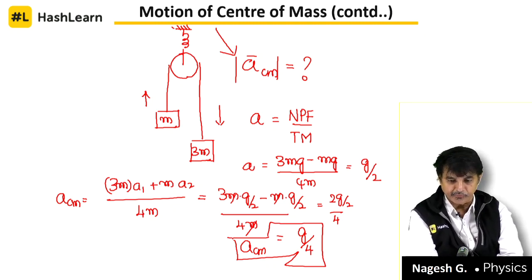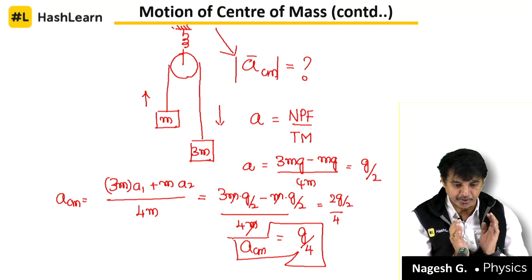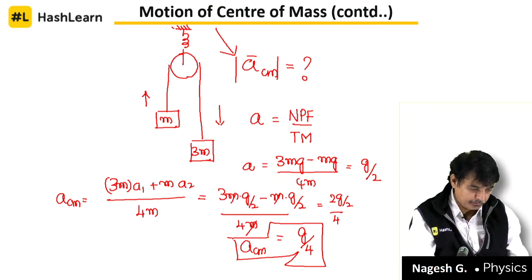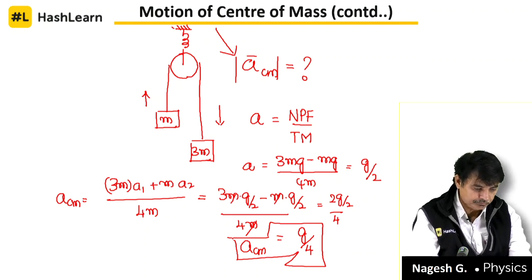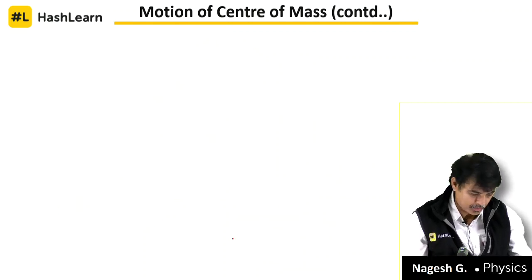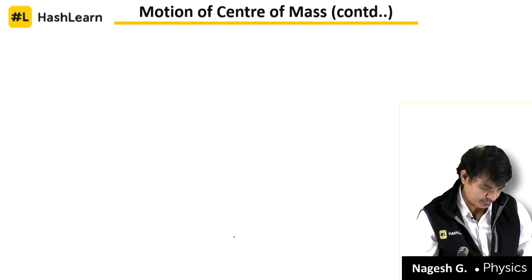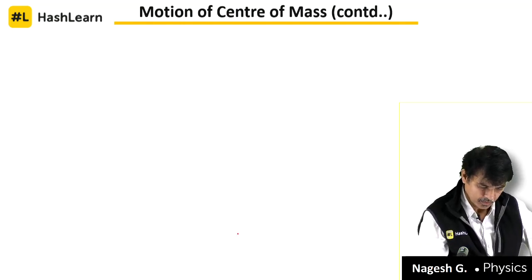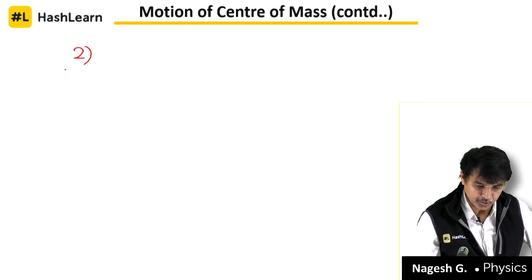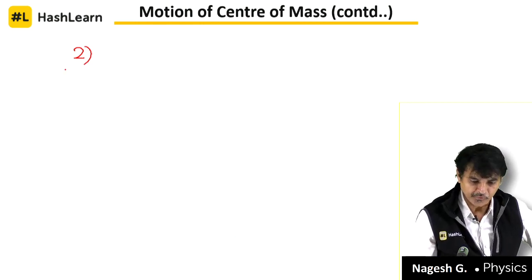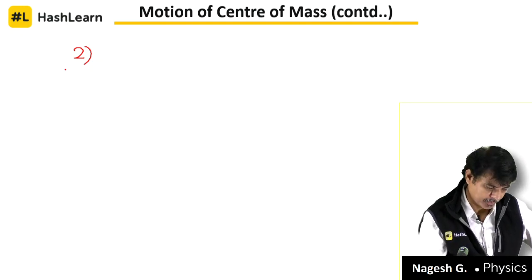So the correct answer is, as I have done on the board, equal to g by 4. So you got the clarity of handling this problem. Now I will take you to another problem. Problem number 2 on the motion of the center of mass. Please be confident in the concepts so that you can handle any problem.